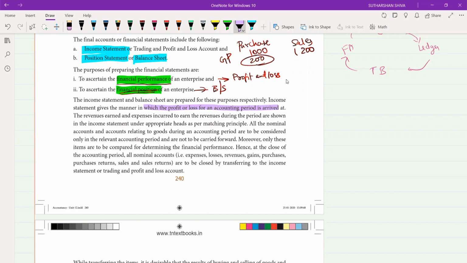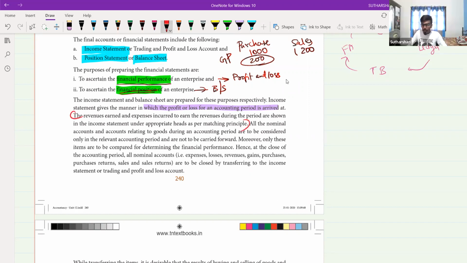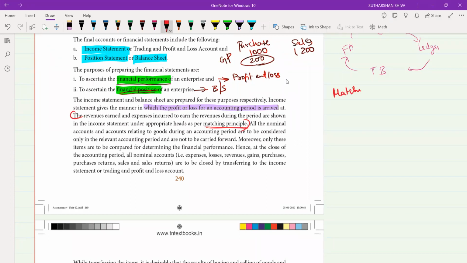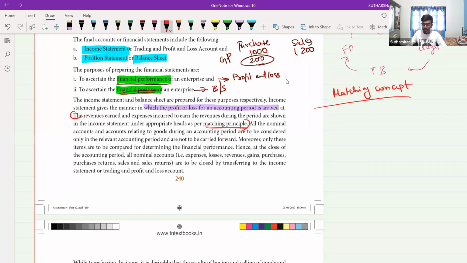The revenues earned and expenses incurred to earn the revenues during the period are shown in the income statement under appropriate heads as per the matching principle. This is a crucial point you need to remember. What is the matching concept? I will explain it again. The matching concept is this: I am earning a revenue of 1,000 rupees, and to earn that revenue of 1,000, I am spending 100 rupees.